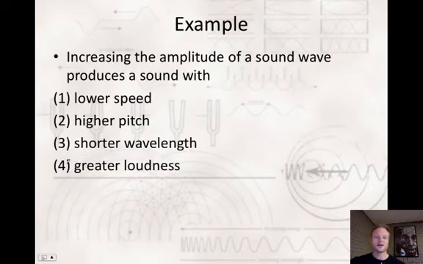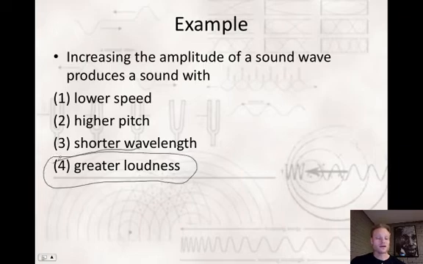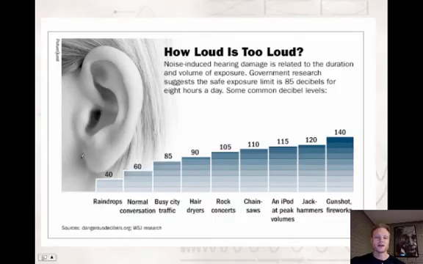Here's another example. Increasing the amplitude of a sound wave produces a sound with lower speed, higher pitch, shorter wavelength, or greater loudness. Well, amplitude is directly related to the volume, if you will, of a sound. So increasing the amplitude will create greater loudness, or make it actually be louder, because it has more energy, and that energy your ears perceive as loudness.